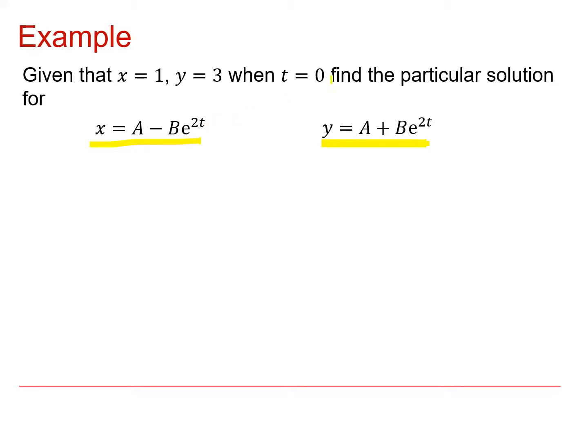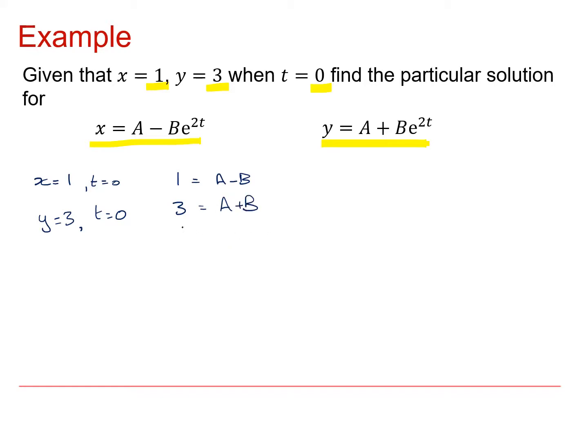And then we've been given some information about x and y when t equals 0. So x equals 1 and y equals 3 when t equals 0. And these represent initial conditions. So if I start with the first conditions, so x equals 1 when t is equal to 0, that's going to give me that 1 is equal to a minus b. And if I look at the second set of conditions, y is equal to 3 when t is equal to 0, that's going to give me 3 is equal to a plus b.